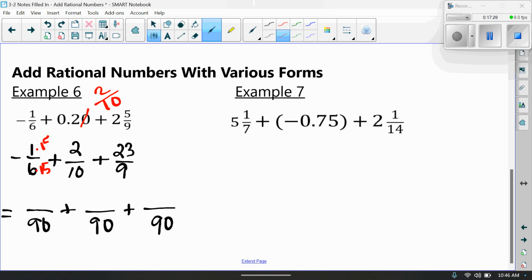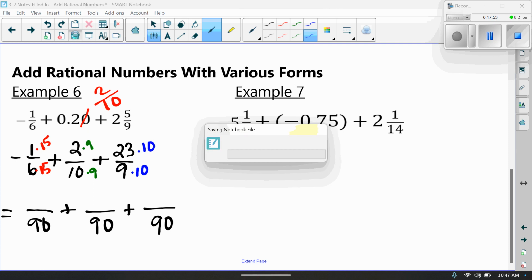We need to multiply this times 15. What do I need to multiply 10 times to get to 90? 9. So times 9 here, times 9 here. And what do I need to multiply 9 times to get to 90? Times 10 here, times 10 here. Is everybody with me? All right.